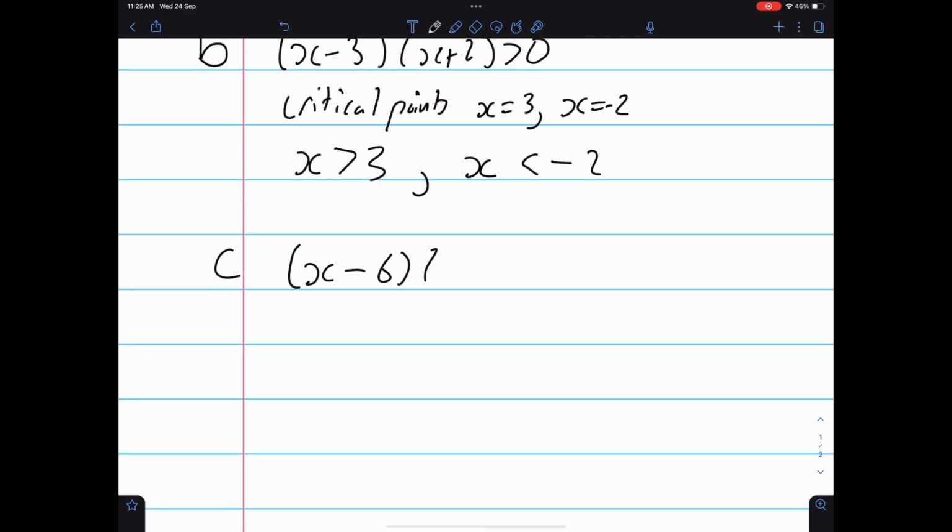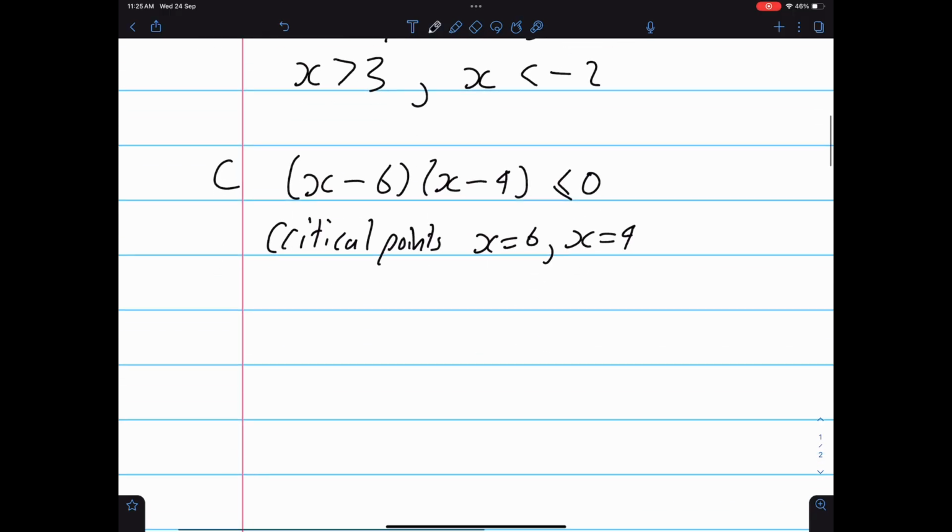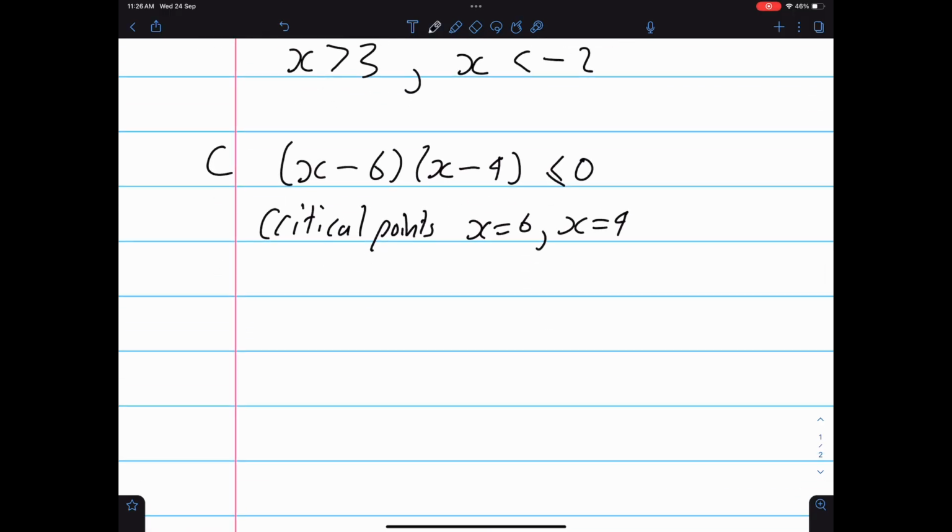X minus 6, x minus 4, less than or equal to 0. Critical points, x equals 6, x equals 4. And again, we're going less than, so we want it to be between those two numbers. We want less than, and it's a U-shaped parabola.